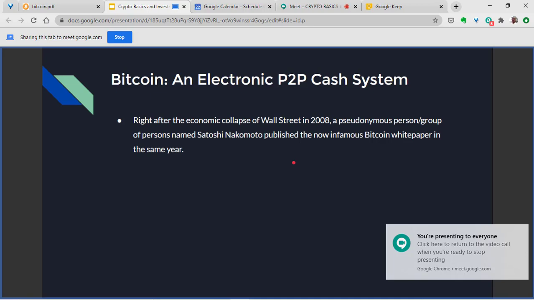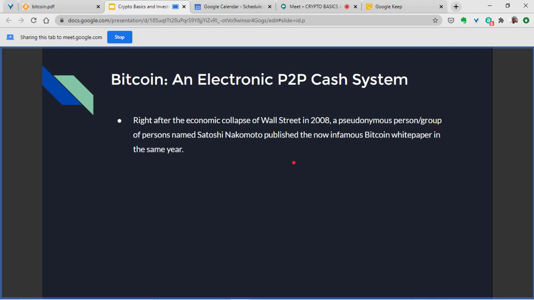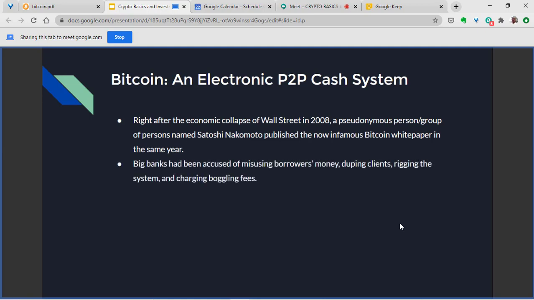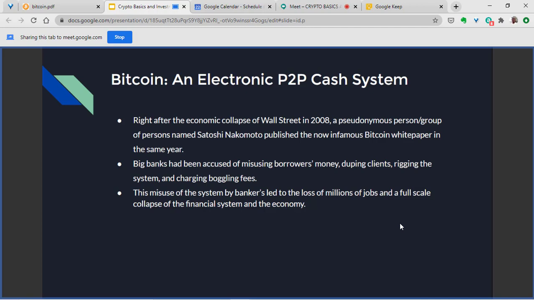So okay, he published the white paper, presenting what the future of Bitcoin was going to be. So basically, during this collapse, I don't know if people have watched movies like The Big Short, you may get what really happened during the collapse of 2008, especially in the US. The banks had been taking people's funds and placing huge bets, doing a lot of rubbish, leveraging on the fact that they were not being monitored properly. This misuse of the system led to loss of millions of jobs and a full-scale collapse of the financial system, the economy, everything like that.